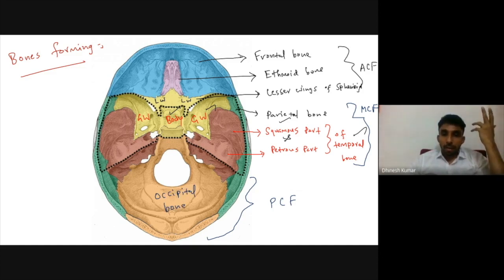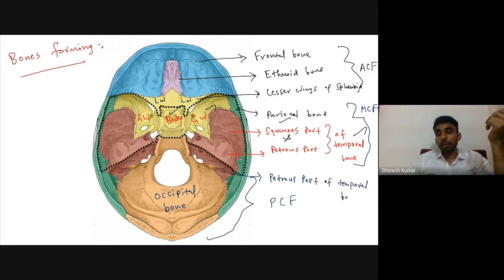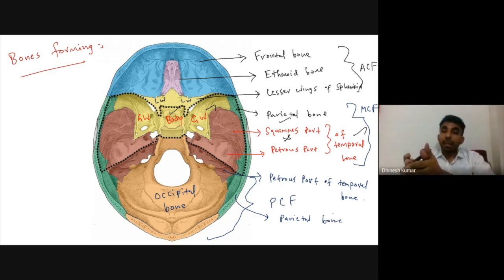And also the petrous part of temporal bone. Mainly the posterior surface of the petrous part of temporal bone forms part of posterior cranial fossa. Fine. So the petrous part of temporal bone, then occipital bone, then again parietal bone. The green color is parietal bone. So I hope you are clear about the various bones forming the anterior, middle, and posterior cranial fossa, isn't it? Fine. Let's move to the next slide.